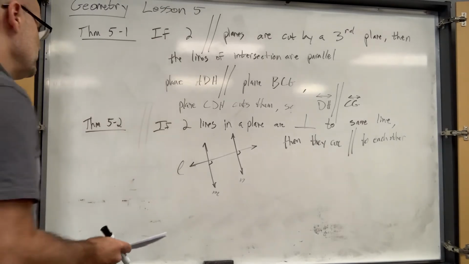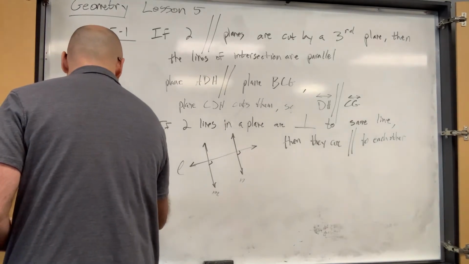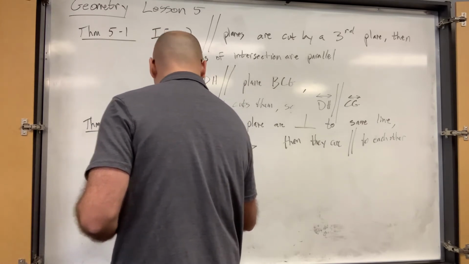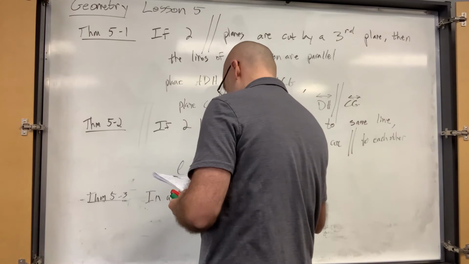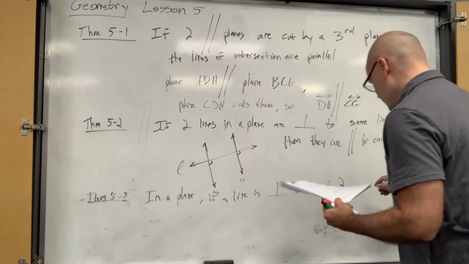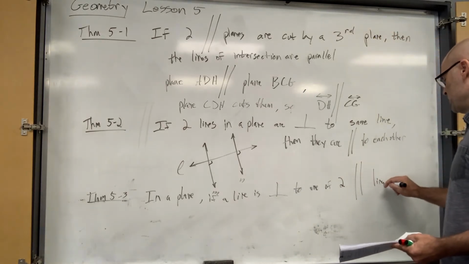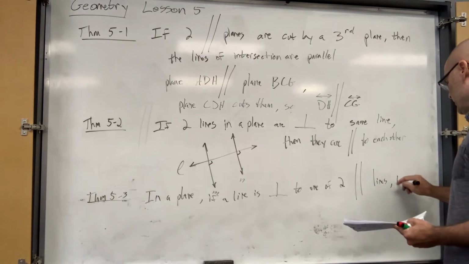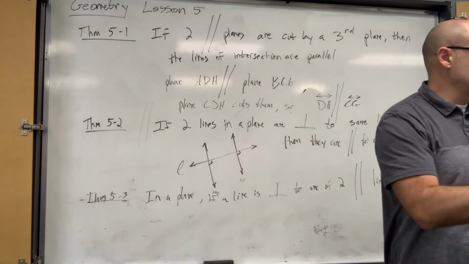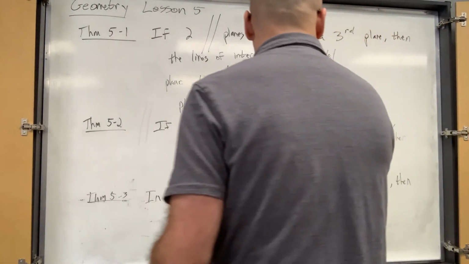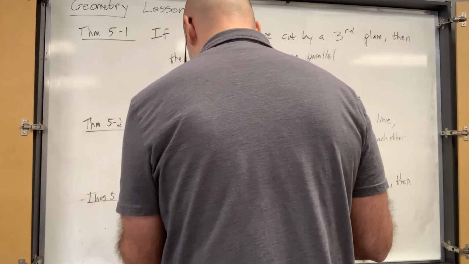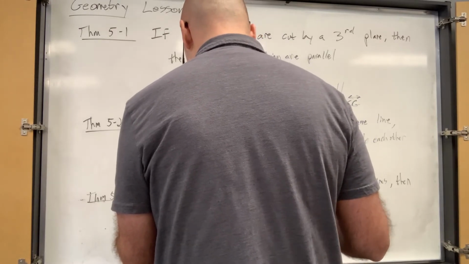Theorem 5.3 is pretty similar to that. Here's what theorem 5.3 says. In a plane, if a line is perpendicular to one of two parallel lines, then it has to be perpendicular to the other one. So this is kind of like the same situation, except we're talking about two different lines. So if in a plane, if a line is perpendicular to one of two parallel lines, then it is perpendicular to the other.